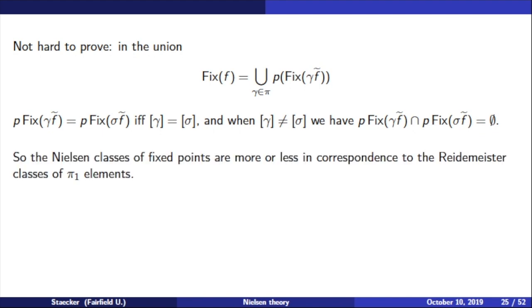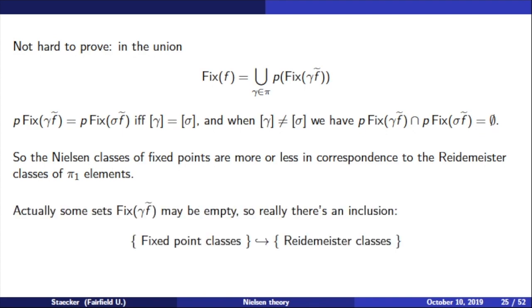And so this means the Nielsen classes of the fixed points are more or less in correspondence with the Reidemeister classes. If you have two fixed point classes with the same Reidemeister class, then they're the same set of fixed points. And if they have a different Reidemeister class, they are disjoint sets of fixed points. All right. Some of these fixed point sets in the lift up here might be empty sets. So really, it's not a one-to-one correspondence. It's an inclusion. The fixed point classes are a subset of the Reidemeister classes in the fundamental group.